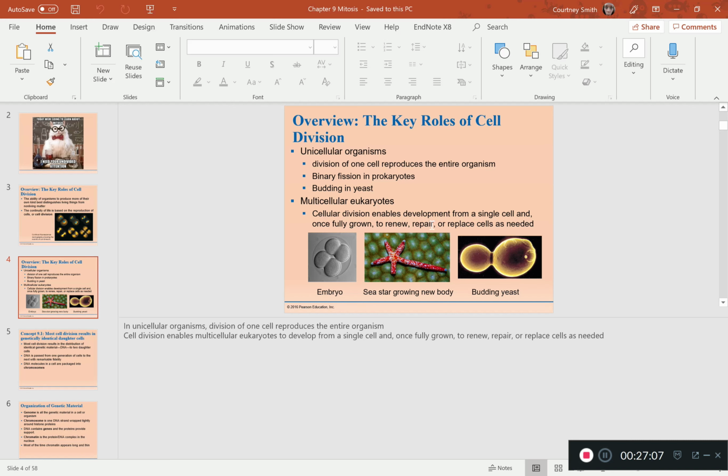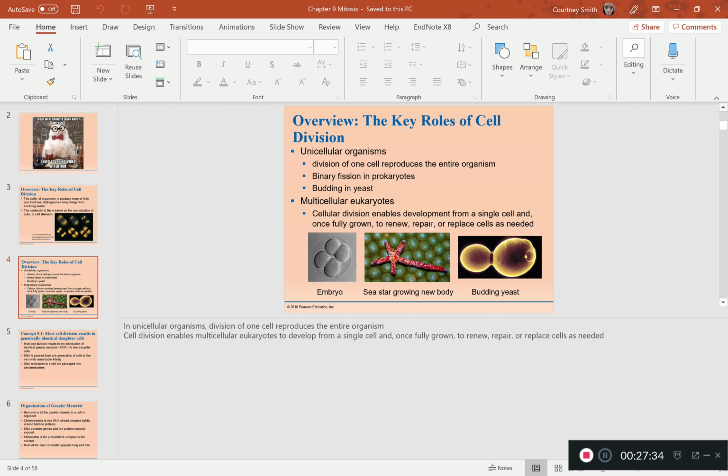But for unicellular organisms, the whole purpose of being able to undergo cellular division is to reproduce an entirely new organism. Whereas multicellular eukaryotes, such as ourselves, do this so we can renew and repair or completely replace cells as needed. So it's a little bit different.